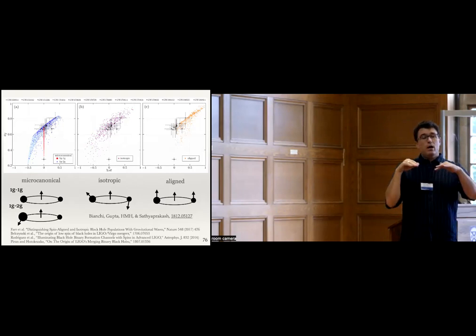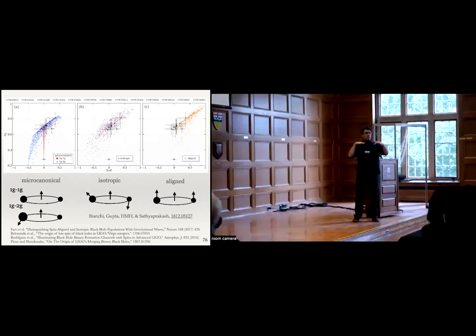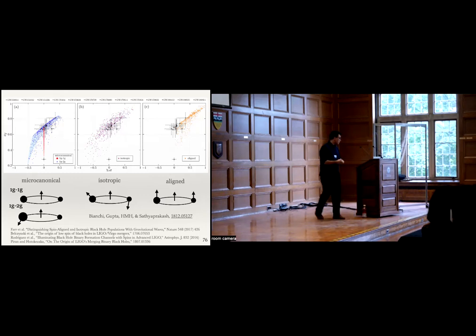A second astrophysical model is what's called common envelope formation. So you have a large disk of particulate matter, and the black holes form within that rotating disk, and they tend to form in an aligned way with the orbital angular momentum. So the orange dots are formed according to an aligned model.